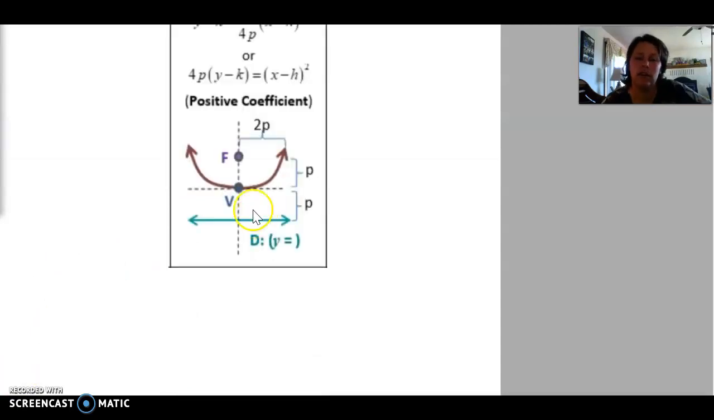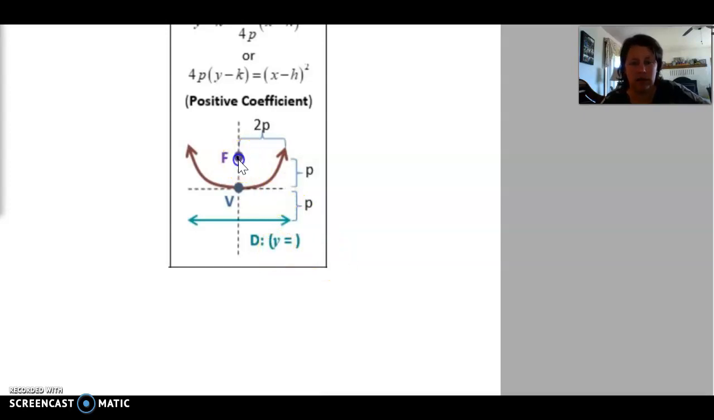This here is a good diagram. Here is our vertex and here is our focus. They are a distance of p away. Our vertex to our directrix is a distance of p away. Our directrix always needs to be written in the form of a line. So if this is a parabola that opens up or down, our directrix is going to be in the form of y equals something.